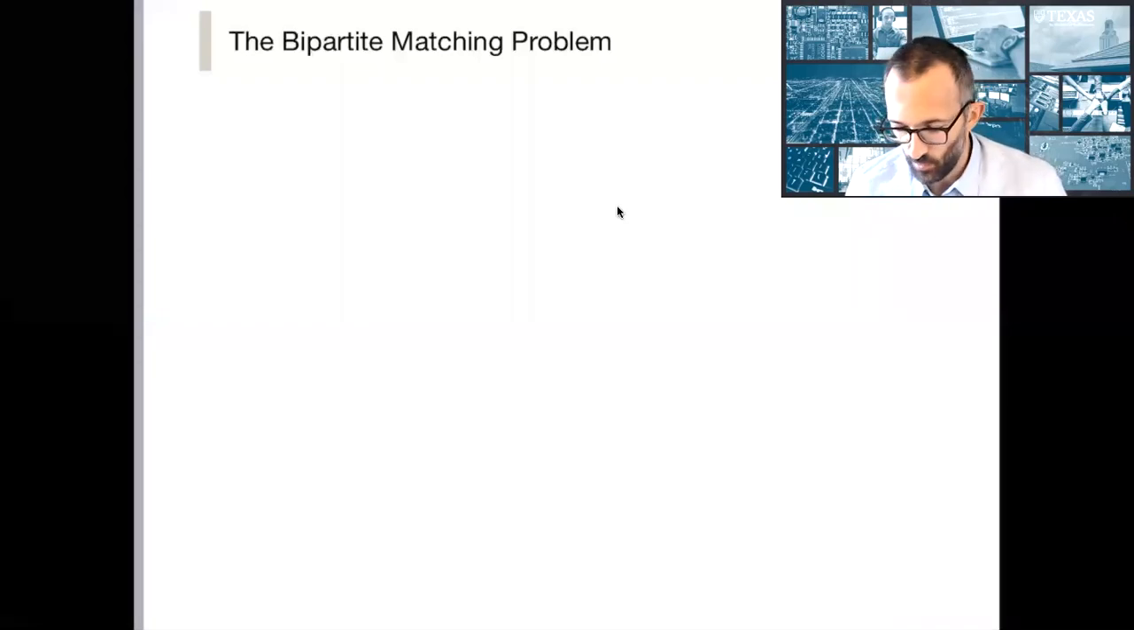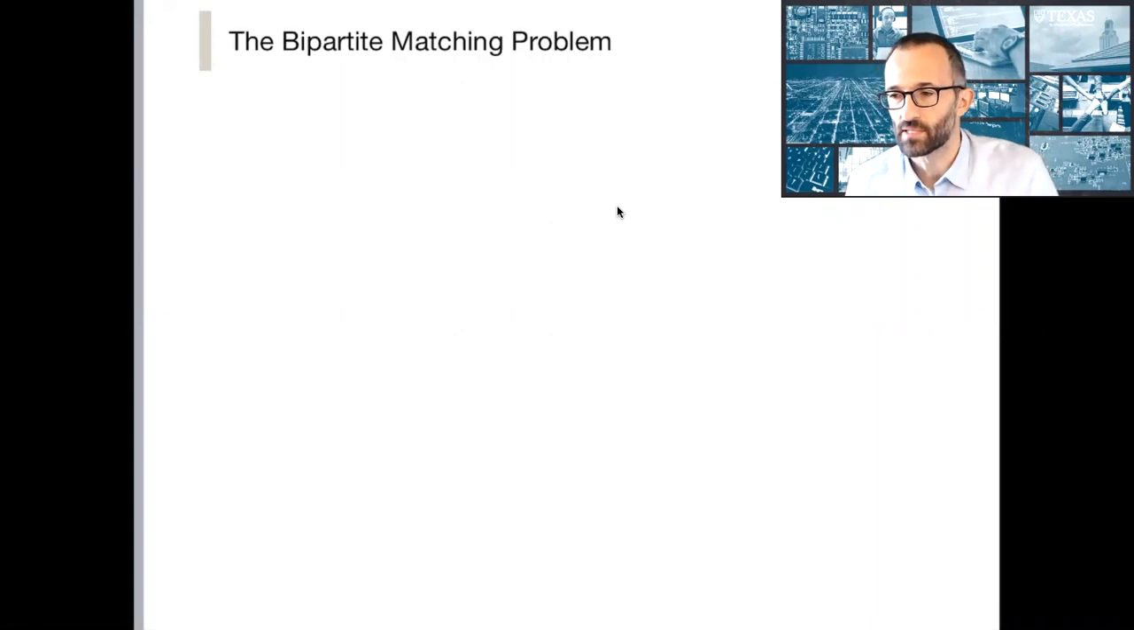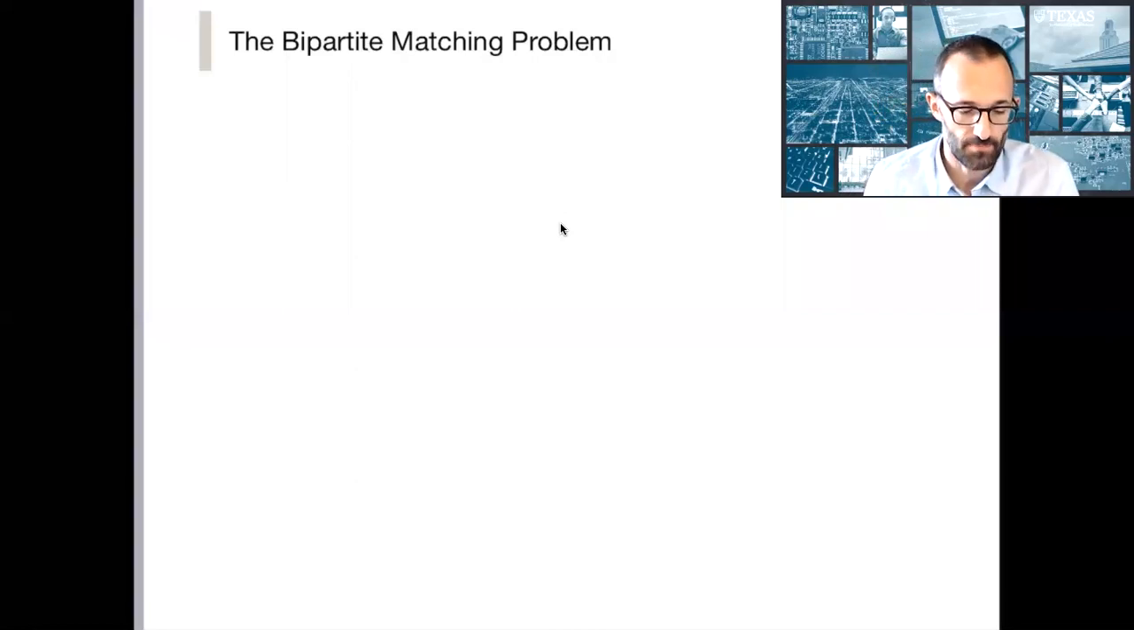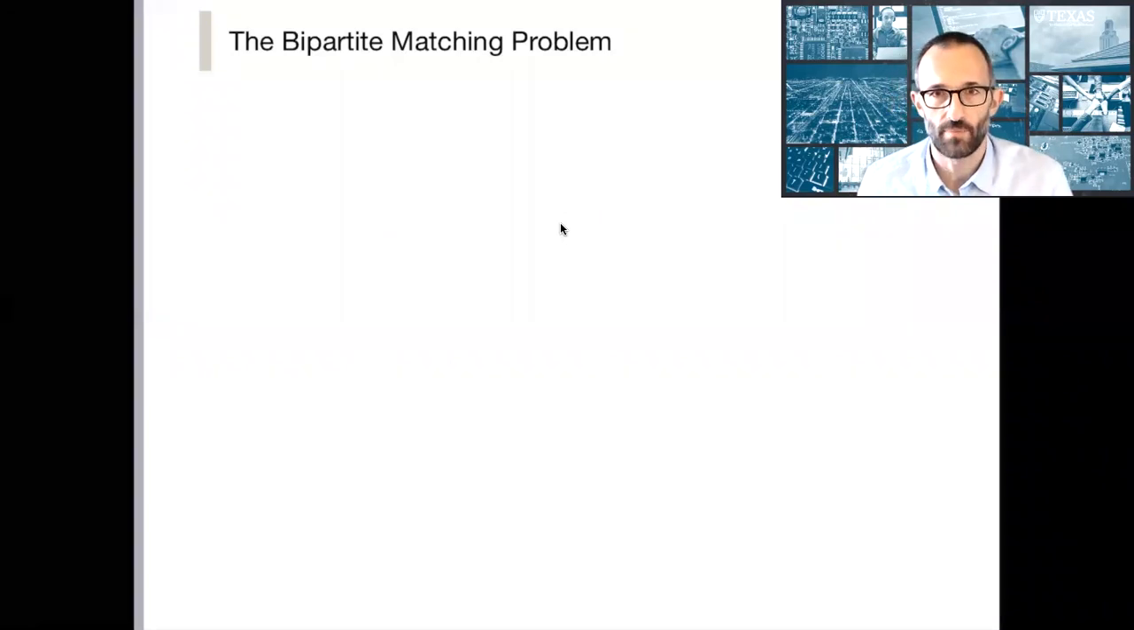Welcome back. We are now going to start using some of the tools that we've been developing in previous lectures in order to attack several problems in combinatorial optimization. And we're going to start with the bipartite matching problem, which will give us also the opportunity to look at a particular property of matrices called total unimodularity, which we're going to do in subsequent lectures.